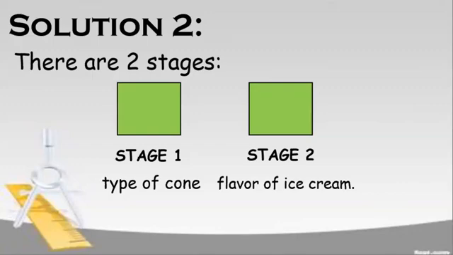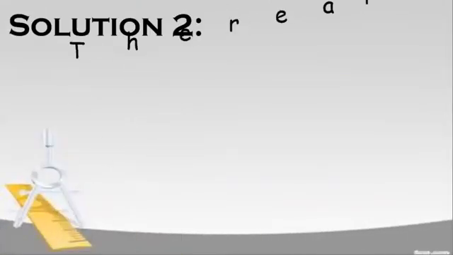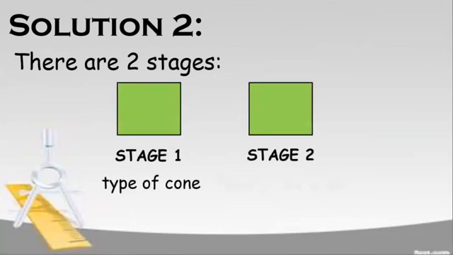So after po nating ma-identify kung ilang stages yung meron tayo, pwede na po nating ma-identify kung ano naman po yung ilan yung choices natin per stages. So stage number 1, ilang type of cone meron tayo? We have the waffle, the sugar, and the plain. So we have 3. So we have 3 possible choices again for our first stage.